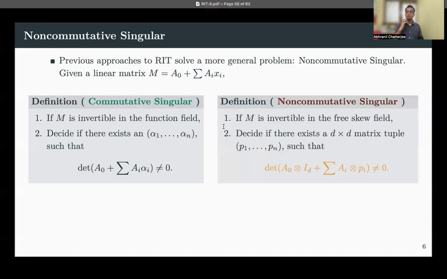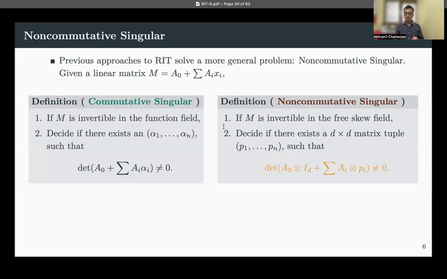Similarly, in the non-commutative singularity problem, we want to test whether that linear matrix is invertible or not, but this time over the free skew field. The equivalent definition is that we want to decide whether there exists some matrix tuple P1 to Pn such that if we blow up each entry by evaluating on that matrix tuple, then consider the blown up matrix and check the determinant of that blown up matrix, whether it is zero or non-zero. This is the non-commutative singularity problem.